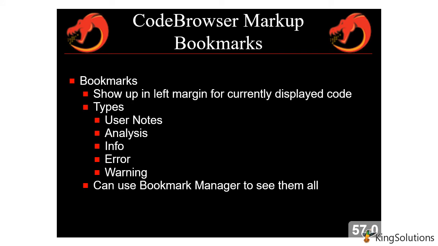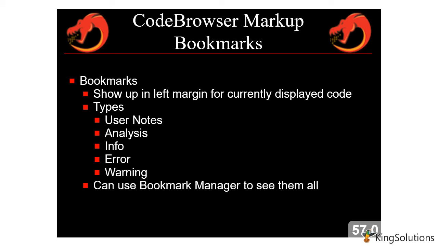Code browser markup. Bookmarks. To create a bookmark, right-click on an address and choose Bookmark from the right-click menu. Then fill in an optional category and description. If there is a current selection, bookmarks will be made at the top of each selected range. A purple checkmark will be placed at each bookmark location. Bookmarks show up in the left margin for the currently displayed code.